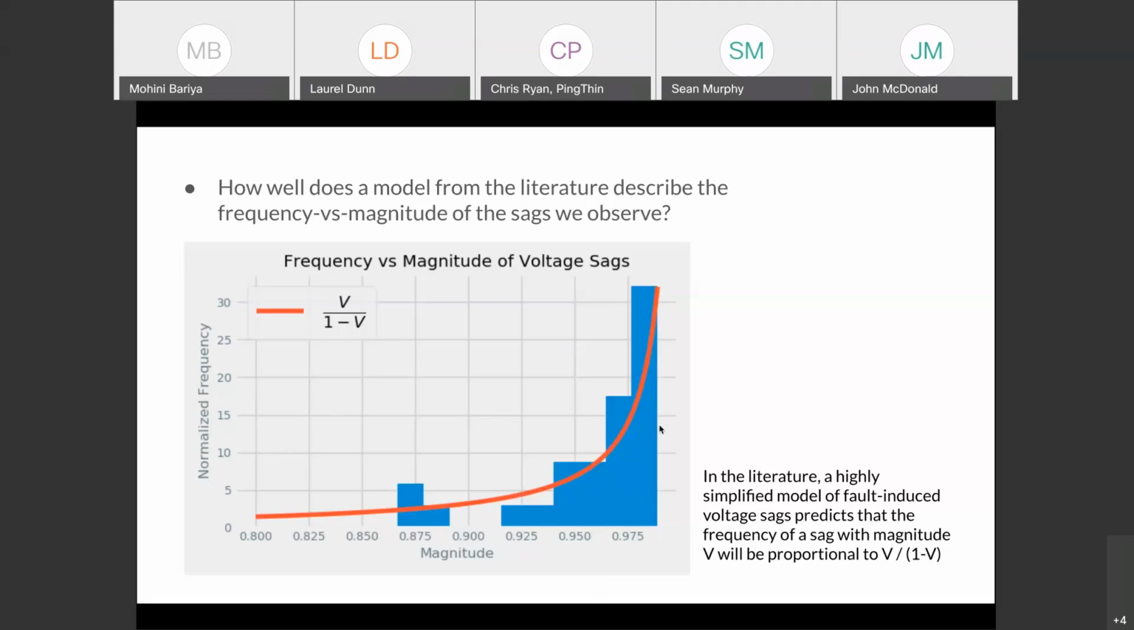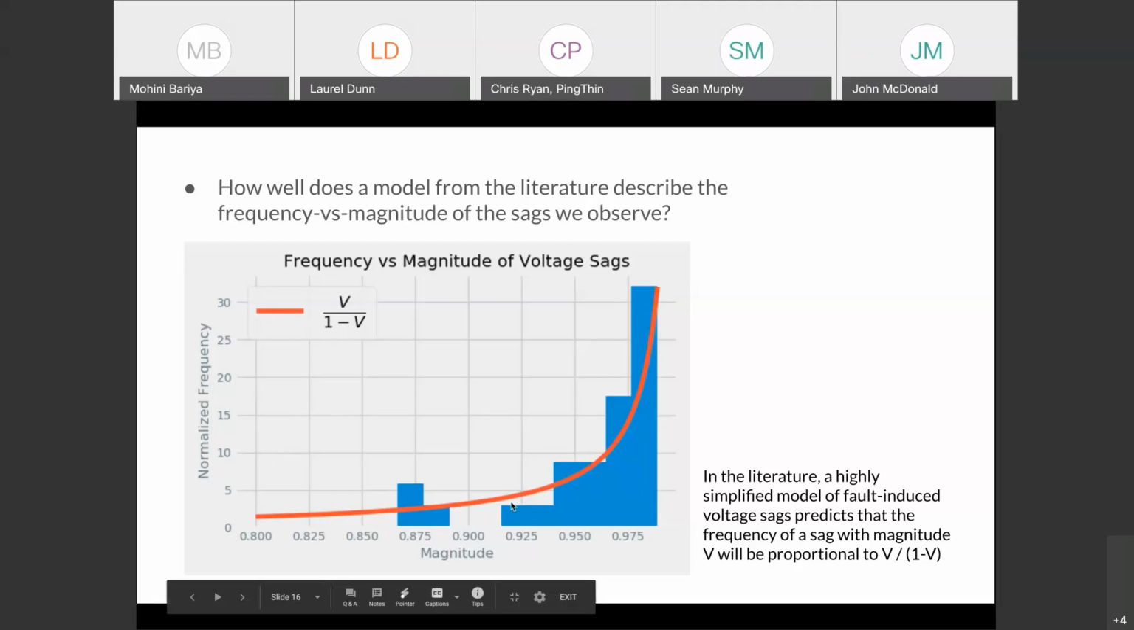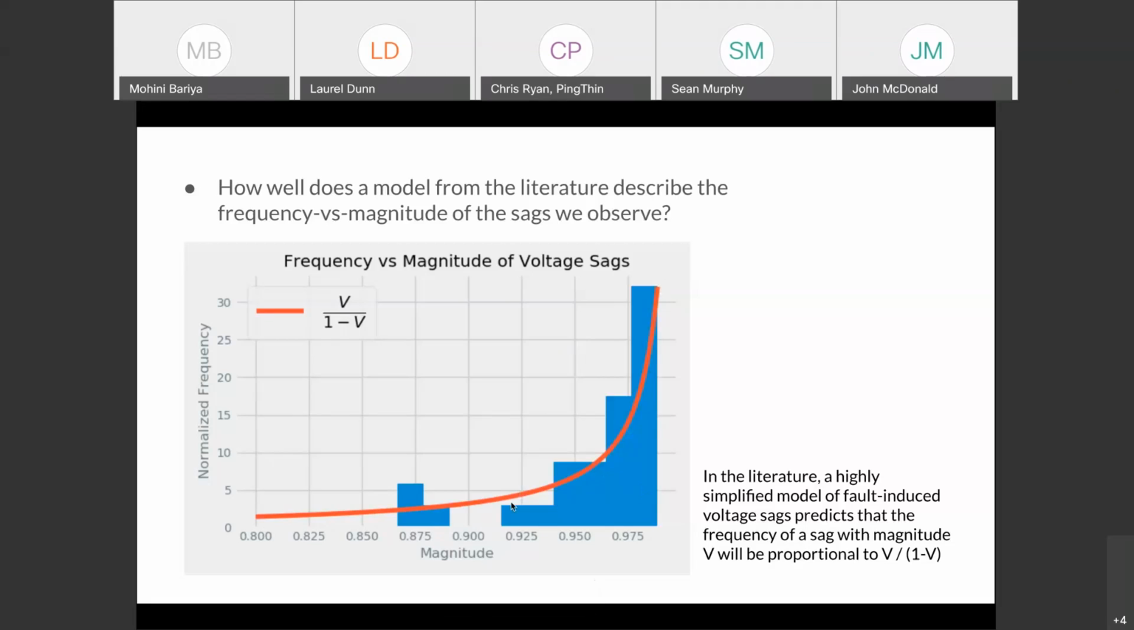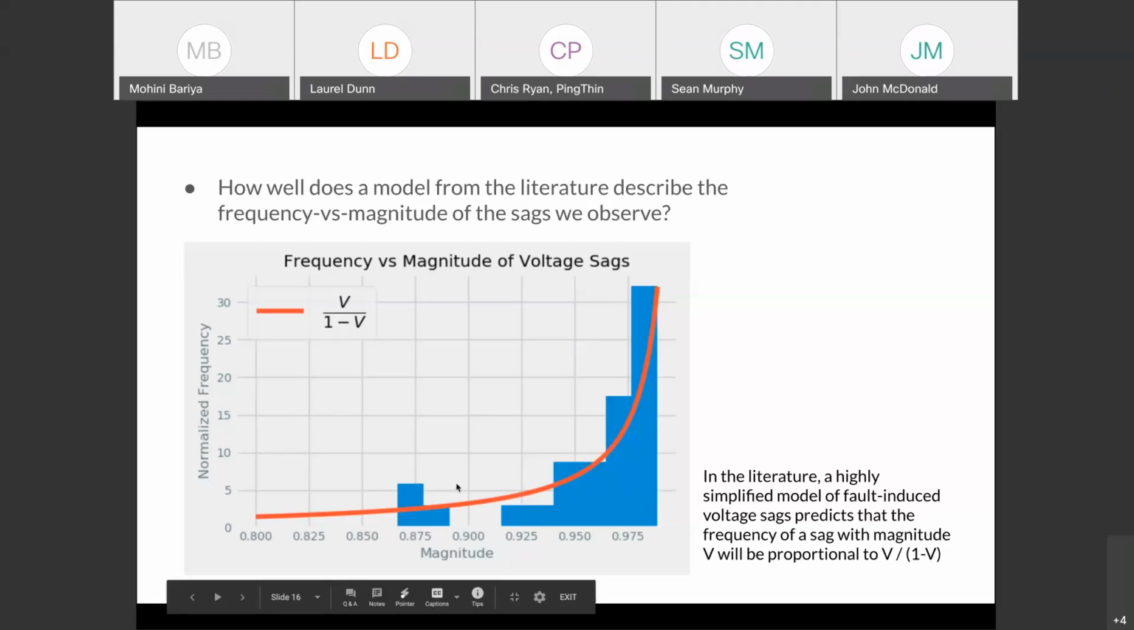So the orange line is what the model would predict, this simplified model, and the blue is from my data. And what I see is that it looks pretty promising. Of course, I would need to do more analysis at more locations to say that definitively, but this model fits this location over the time period that I looked at quite well.